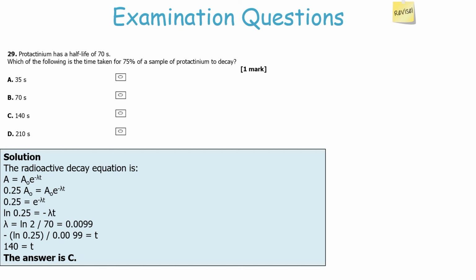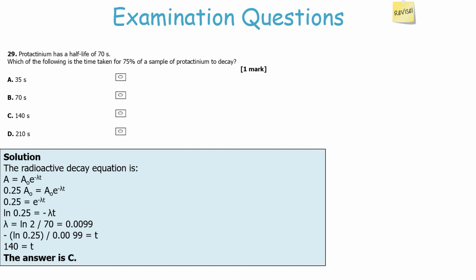So we can say A is equal to 0.25 A0, the activity at the start, is equal to A0 e to the minus lambda t, so we can therefore cancel the A0s through from both sides. So 0.25 equals e to the power minus lambda t, so therefore we can take the natural log of both sides, and then we can say log 0.25 is equal to minus lambda t.